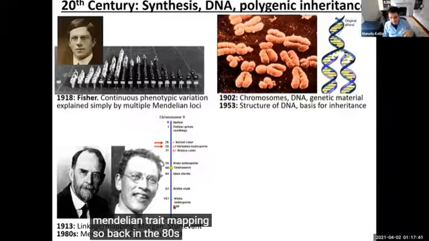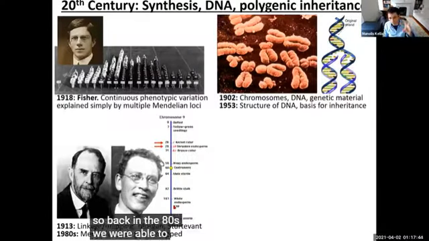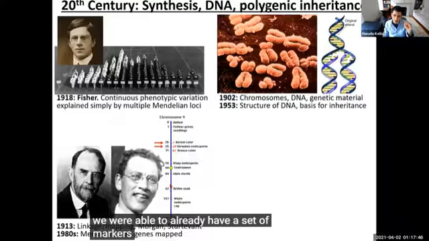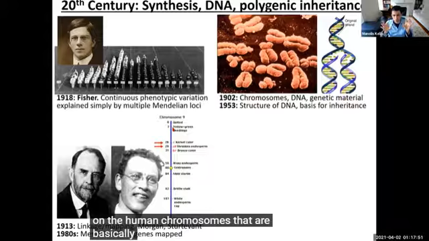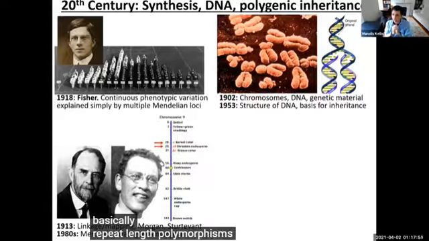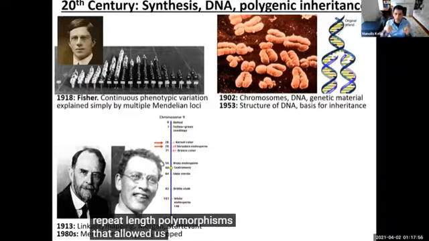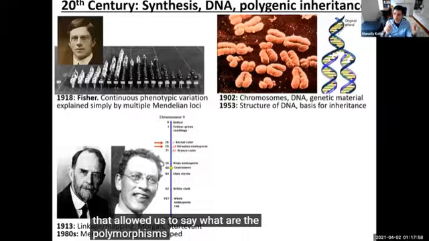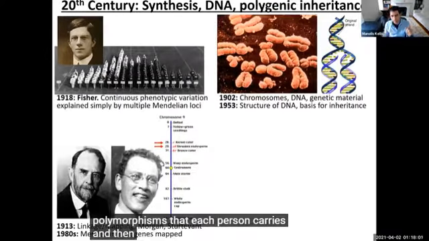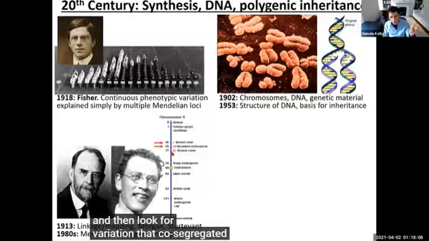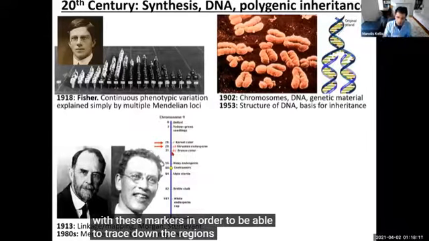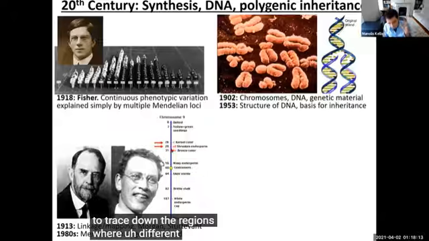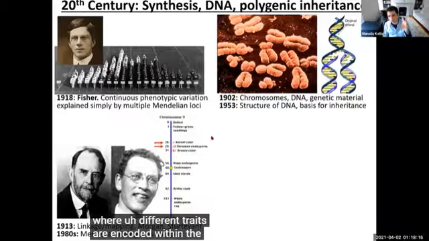So back in the 80s, we were able to already have a set of markers on the human chromosomes that are basically repeat length polymorphisms that allowed us to say what are the polymorphisms that each person carries, and then look for variation that co-segregated with these markers in order to be able to trace down the regions where different traits are encoded within the human genome.